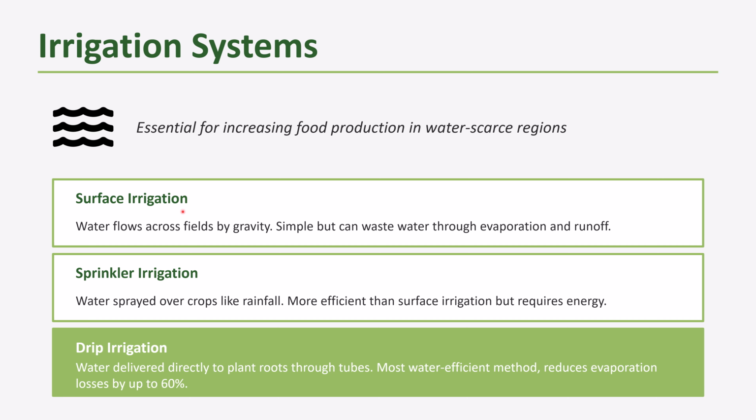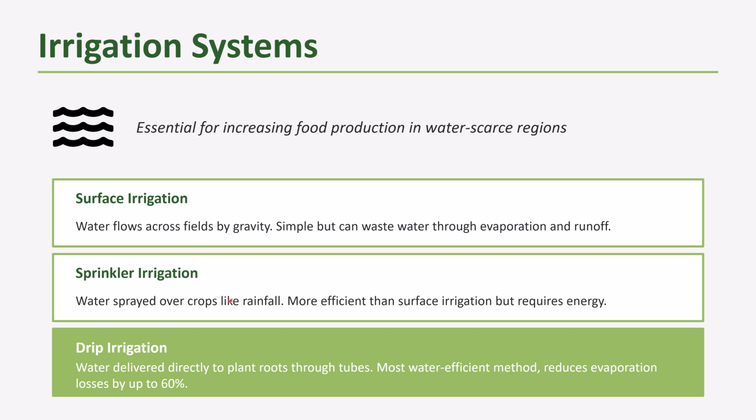First is surface irrigation. This is the most traditional method where water simply flows across fields by gravity. While it is simple and inexpensive to set up, it is quite inefficient as it can waste large amounts of water through evaporation and surface runoff.